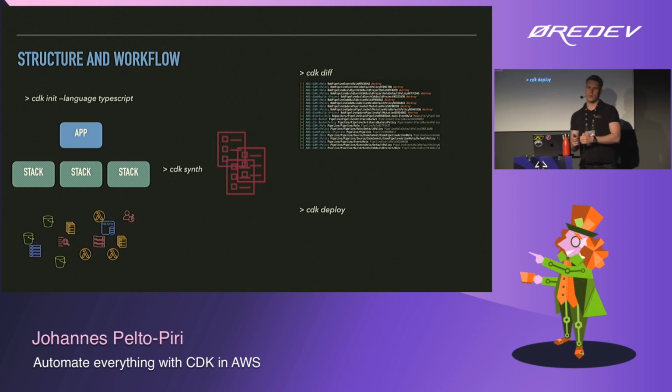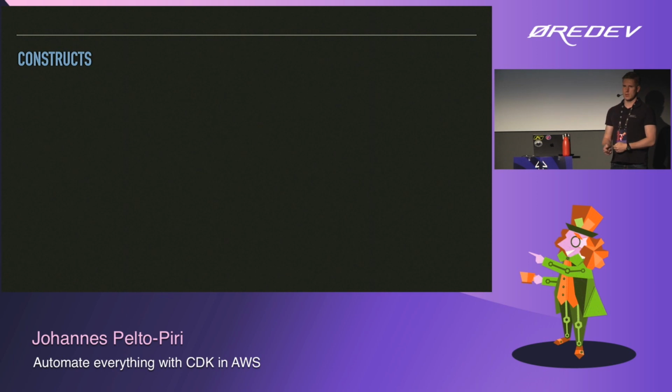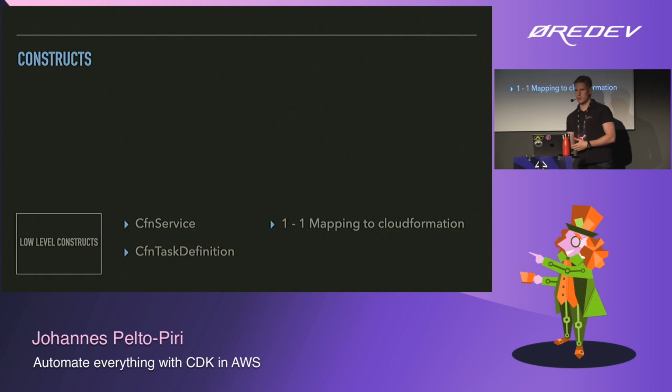And when we are writing a CDK app, we use something that is called constructs. A construct is a bucket, it's a function, it's something that you deploy. To start off with, you have these low-level constructs, which are just a one-to-one mapping to CloudFormation. And thankfully, we quite rarely have to use these ones.